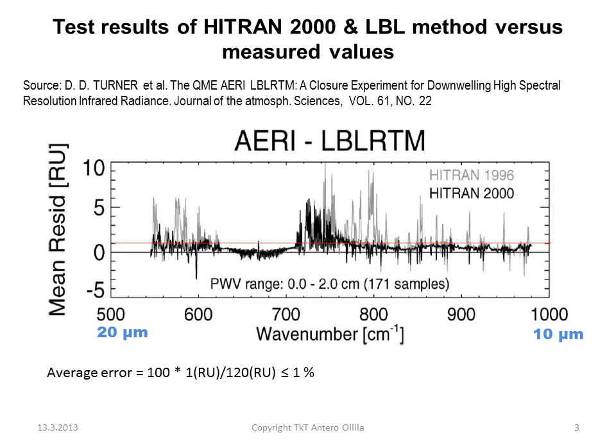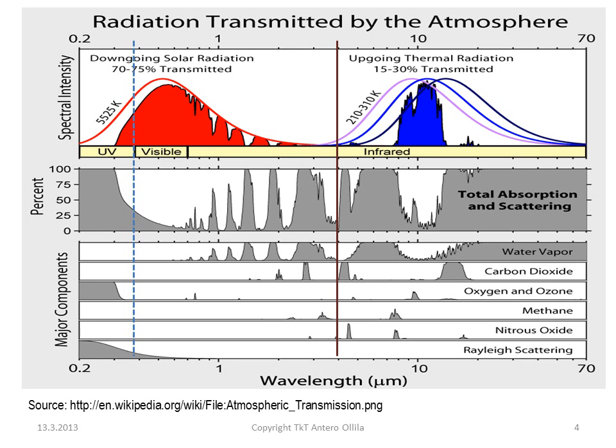Nowadays we have HITRAN database 2008, and this red line here, it's drawn just by eye, and it means that the error is less than 1%. And in practice we can say that the calculation method using the HITRAN database and line-by-line method is very accurate indeed.